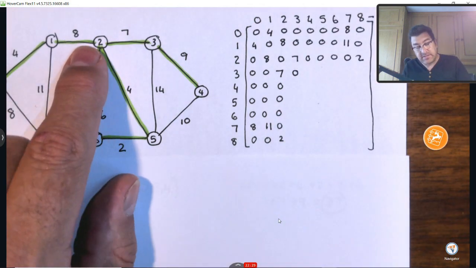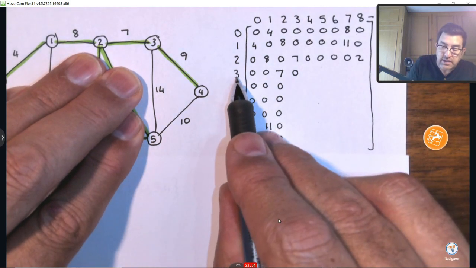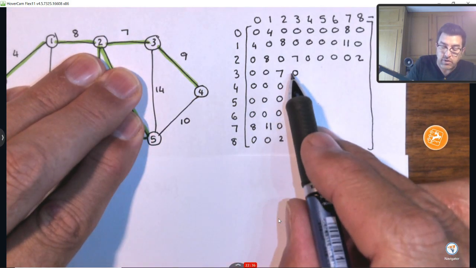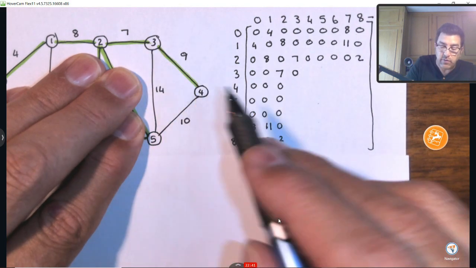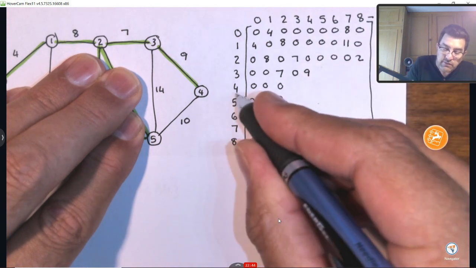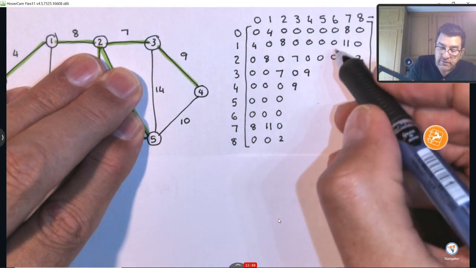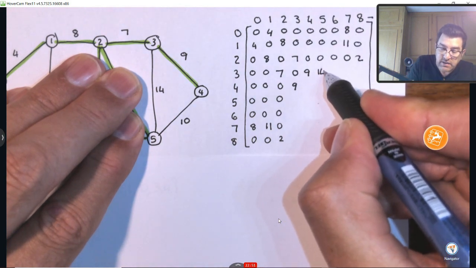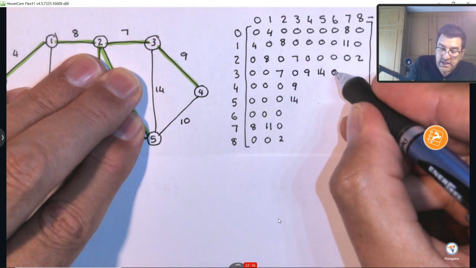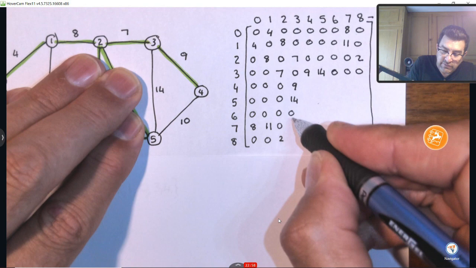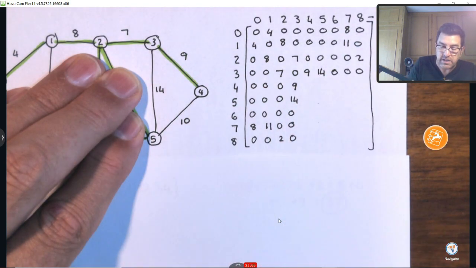Okay, 3 connects to 3 vertices. It connects to 2. 3 connects to 2 with a weight of 7. We've already recorded that. 3 then connects to 4. 3 to 4 with a weight of 9. So 4 to 3 will have a weight of 9. And then 3 to 5 will have a weight of 14. So 5 to 3 will have a weight of 14. And that's it. Now check yourself. 3 has connected to 3 vertices, 3 entries.